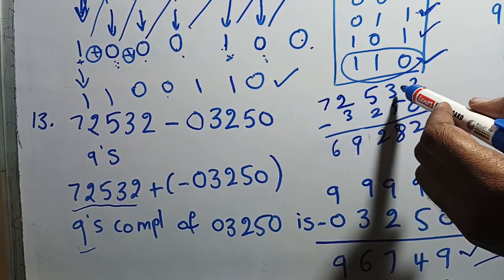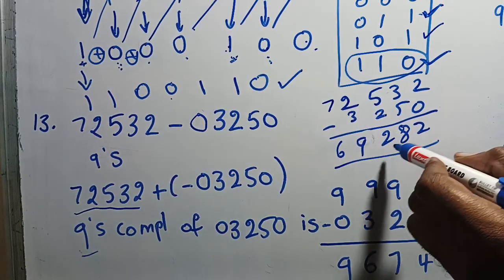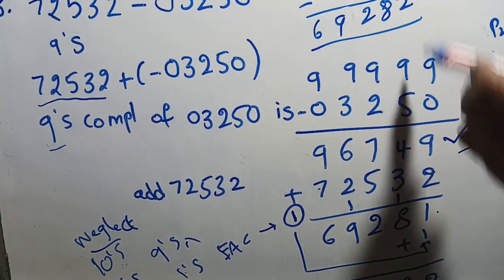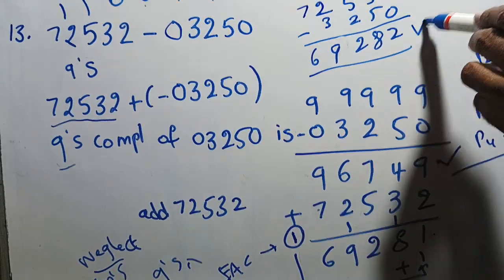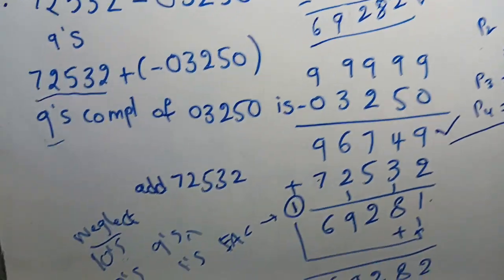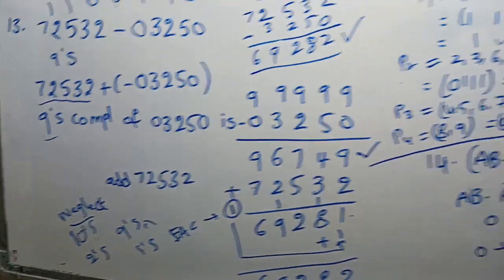I am verifying the answer like this. 72532 minus 3250, if you subtract, you will get 69282. So the answer is correct. Whatever complement you perform, the answer should be the same. This is for the 13th answer. Then go to the 14th question.